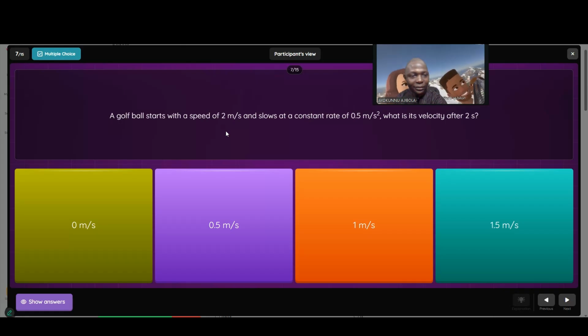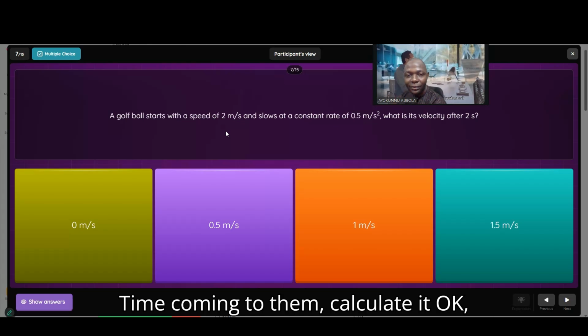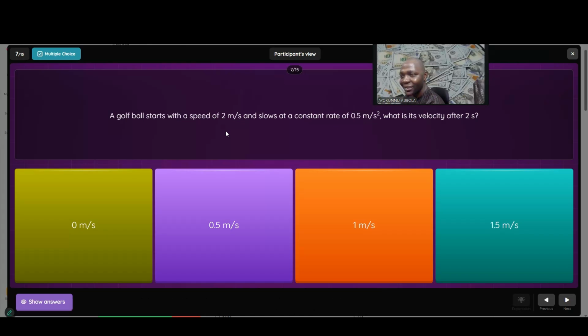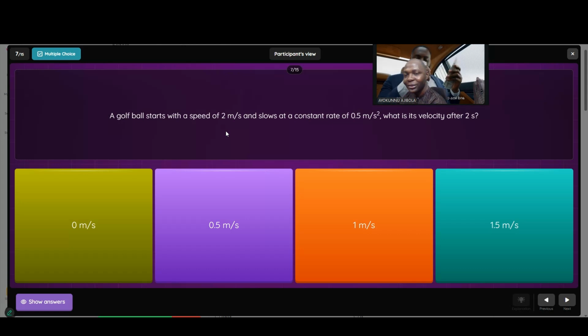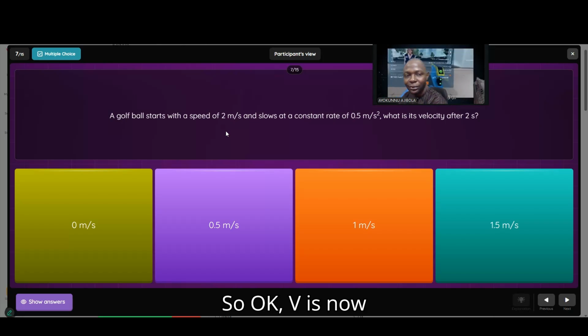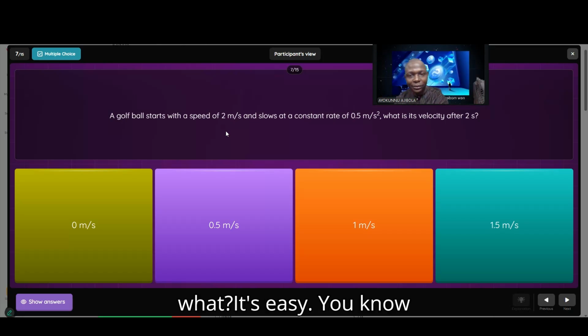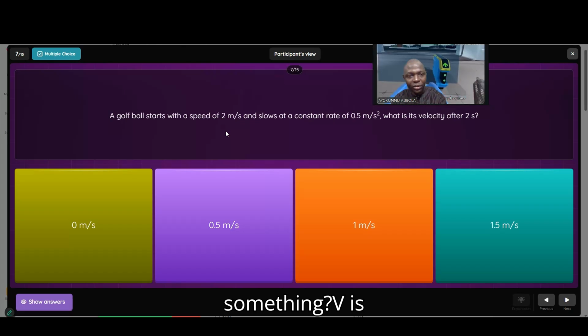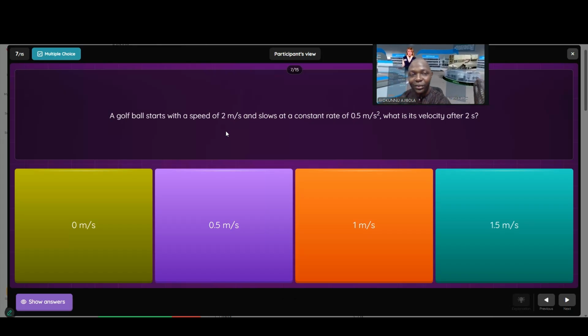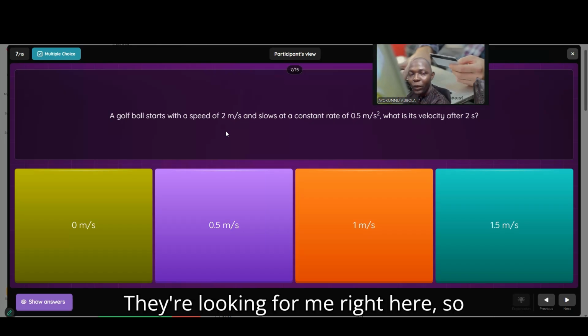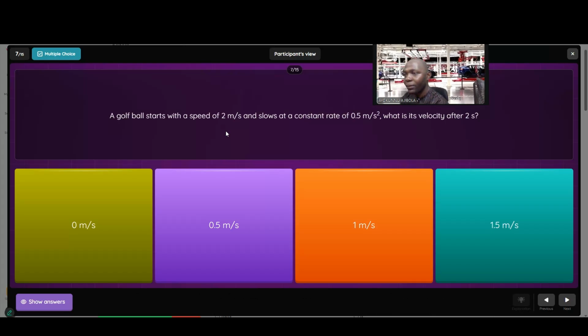Let me calculate it. The first thing you need is V equals U plus at. Good. V is the velocity. V is what you are looking for. You are looking for V. So continue now.